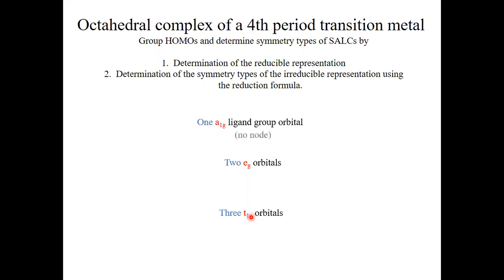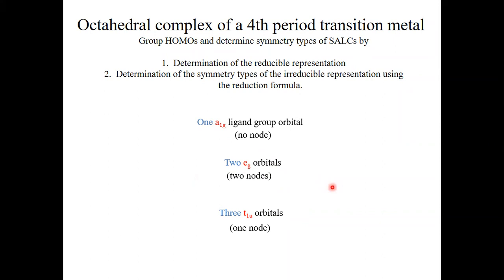symmetry. So that one here wouldn't have a node. These ones here would have 1 node, and these ones here would have 2 nodes. So that would make this one here the lowest energy ligand group orbital. These 3 here, the second highest energy ligand group orbitals, and the Eg ligand group orbitals would have the highest energy.